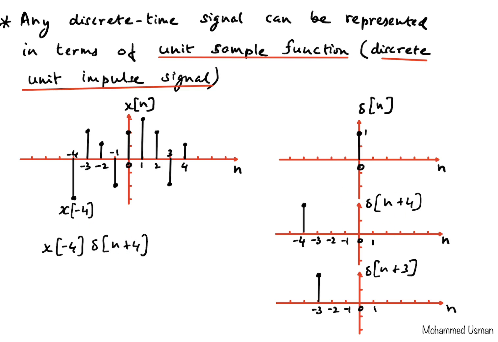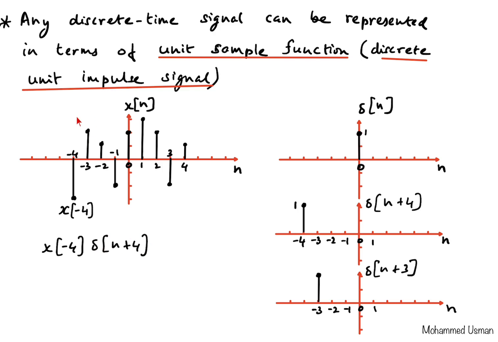So multiplying this value with delta of n plus 4, the height of this is 1. So it's basically multiplying this value with 1 when n equals -4, and for all other values it is multiplied with 0. So we'll get exactly this impulse. This represents this particular impulse here, which is x of -4, in terms of the delta function which is shifted to the left by 4.